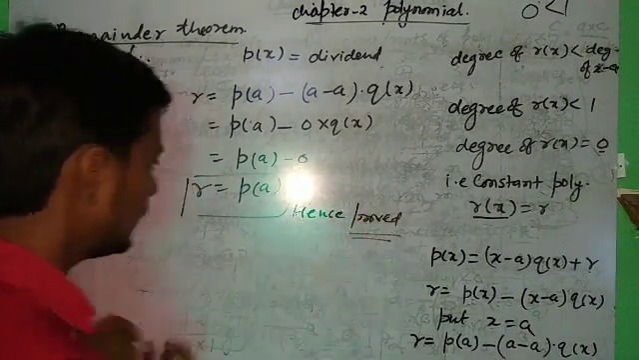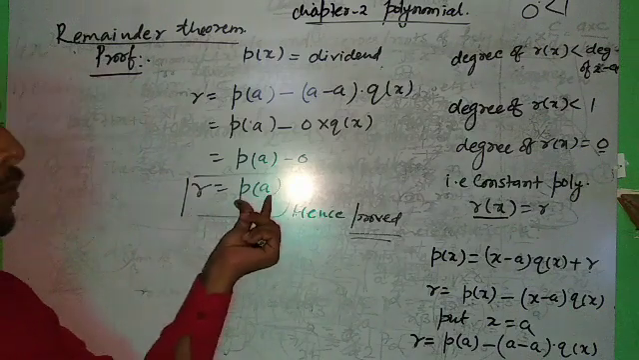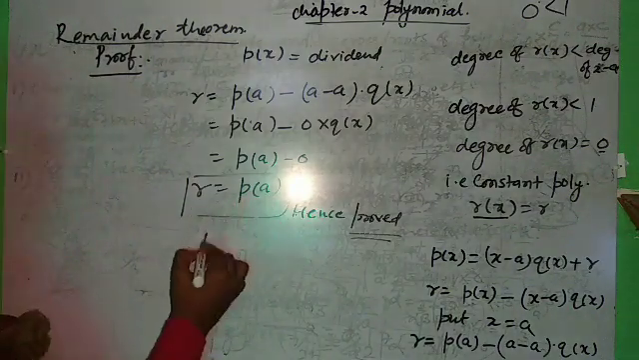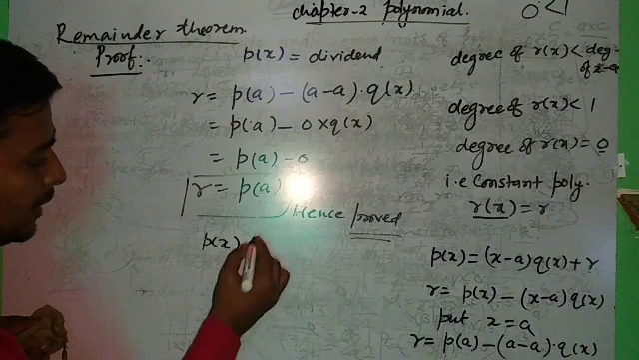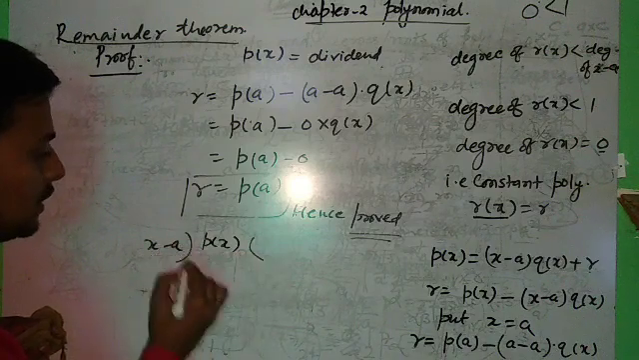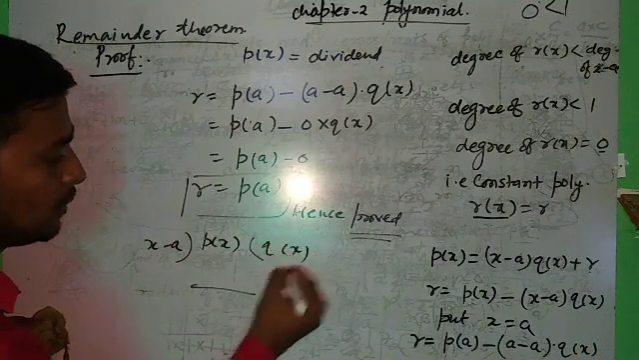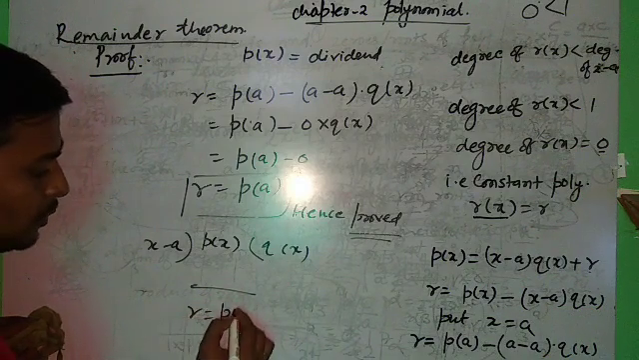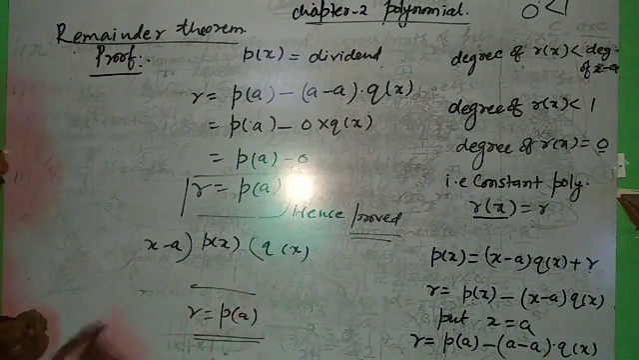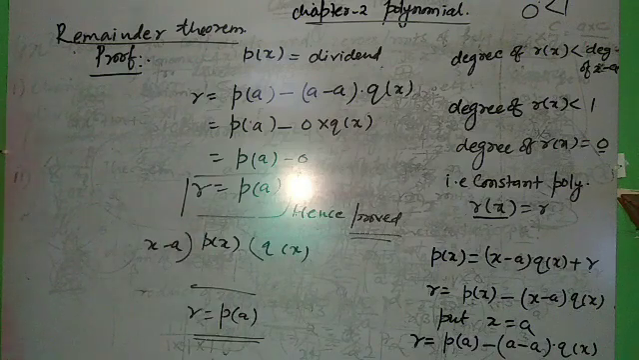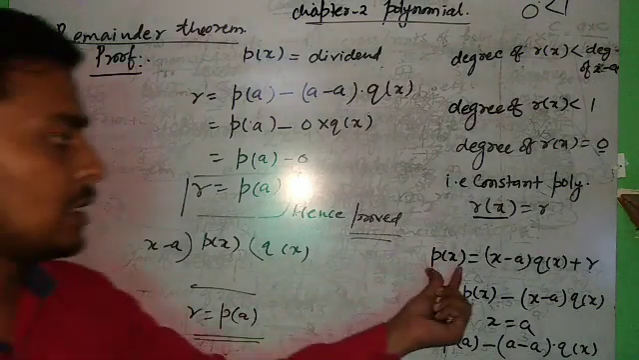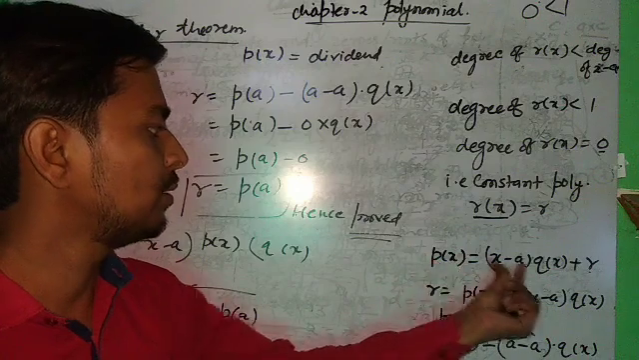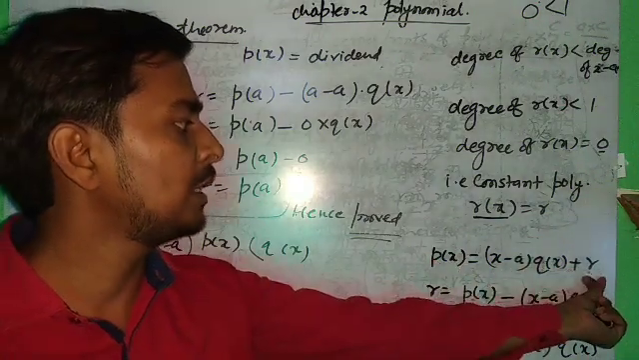What we have got as the result is that the remainder is P(a) when P(x) is divided by x minus a. Whatever the quotient be, the remainder will be r is equal to P(a). So this is the proof, a very easy proof. This is the rule: dividend is equal to divisor into quotient plus remainder.